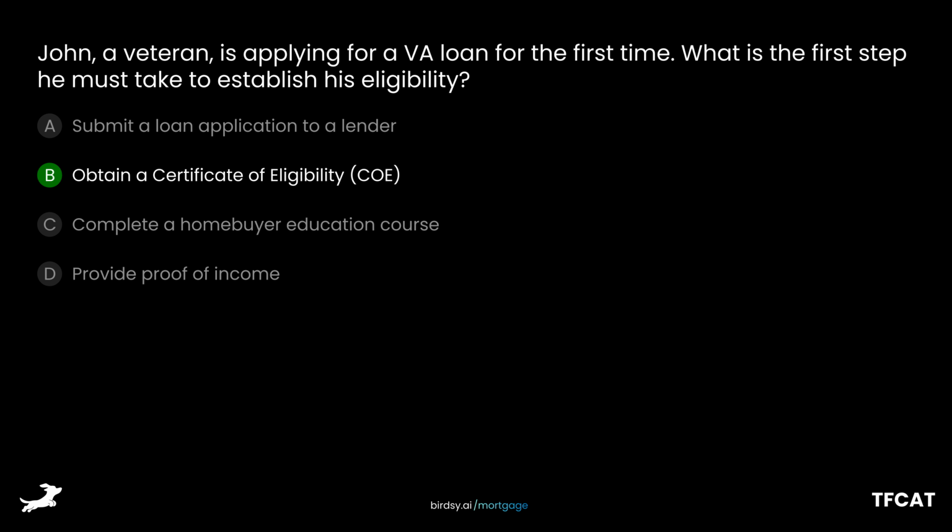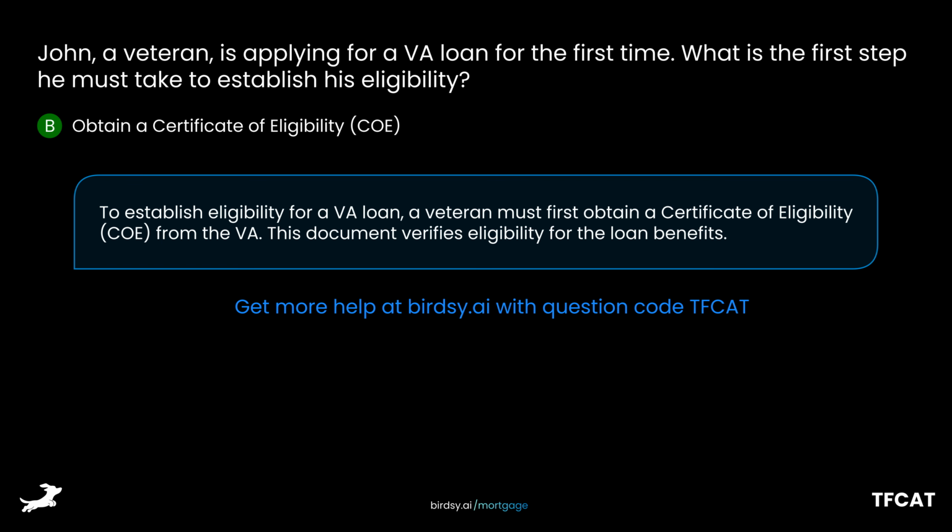The answer is B, obtain a certificate of eligibility. To establish eligibility for a VA loan, a veteran must first obtain a certificate of eligibility from the VA. This document verifies eligibility for the loan benefits.